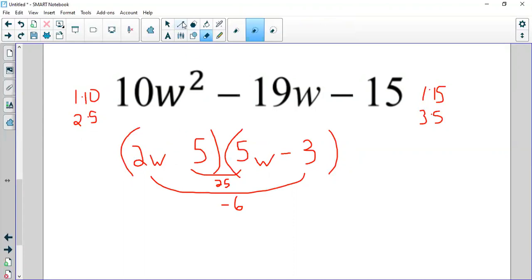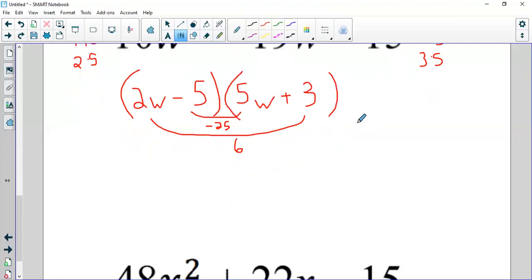So I'll take the plus and make it a minus, take the minus and make it a plus, and just double check. Now, 2 times positive 3 gives me positive 6, and negative 5 times 5 gives me negative 25, and that gives me negative 19, and I got my answer. A lot easier than trying to figure out factors of 150, which would have been 25 and 6. Well, it might have worked. Sometimes this works faster. Sometimes it doesn't.